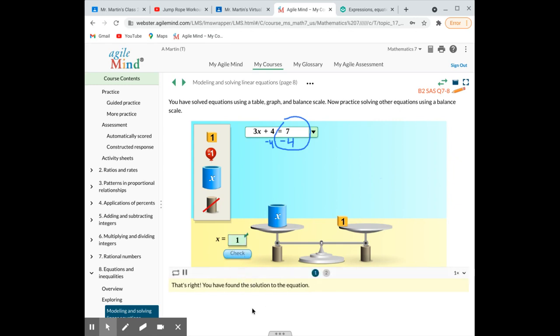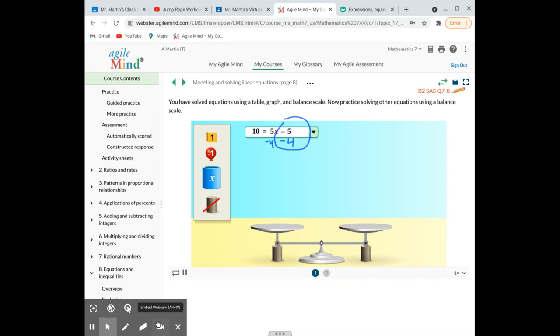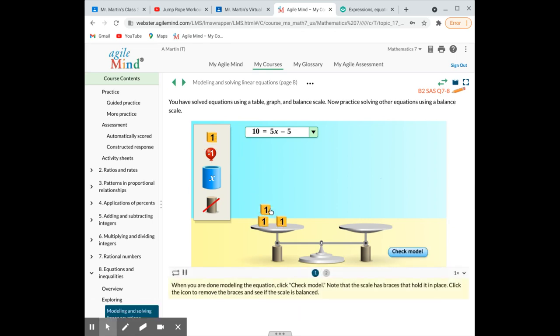All right, let's try another one. So on this one, let's set it up. We got what equals 5x minus 5? 10. All right, so we're going to pull how many? 10. Okay. And then what would I have on the other side? How many of these? 5. Good. All right. And then what else would I need? 5 units. Good.